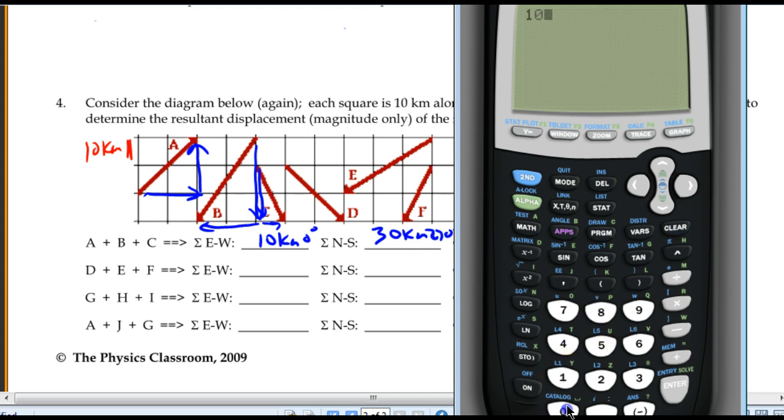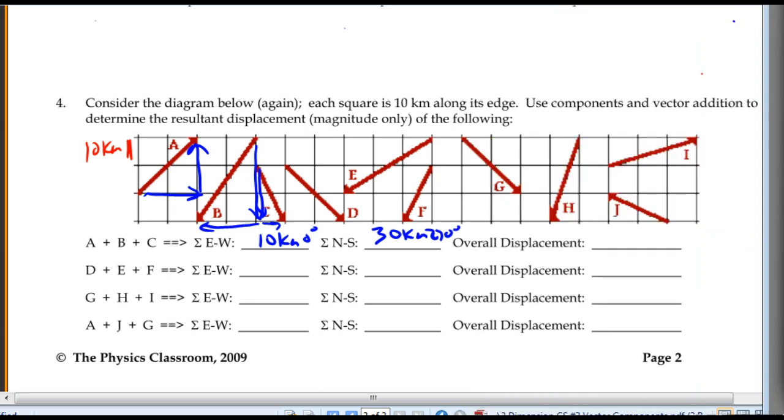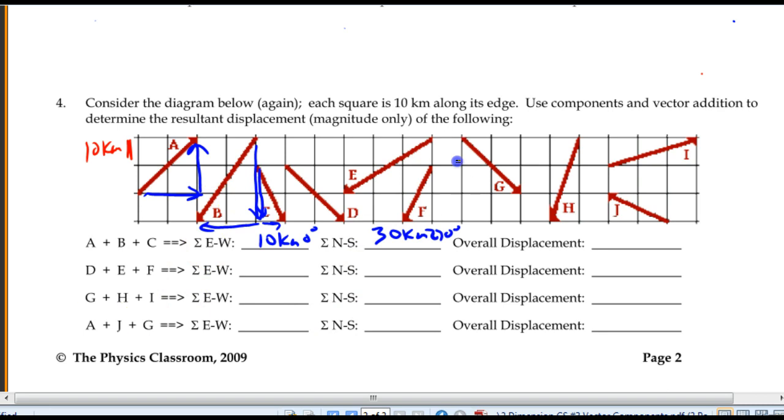Now, if we want to determine our actual overall displacement, we're going to want to take 10 squared plus 30 squared, and that's the displacement's magnitude squared, so then second function square root of the answer, and we get 31.6 kilometers. So we just added A to B to C, and we got this overall result.